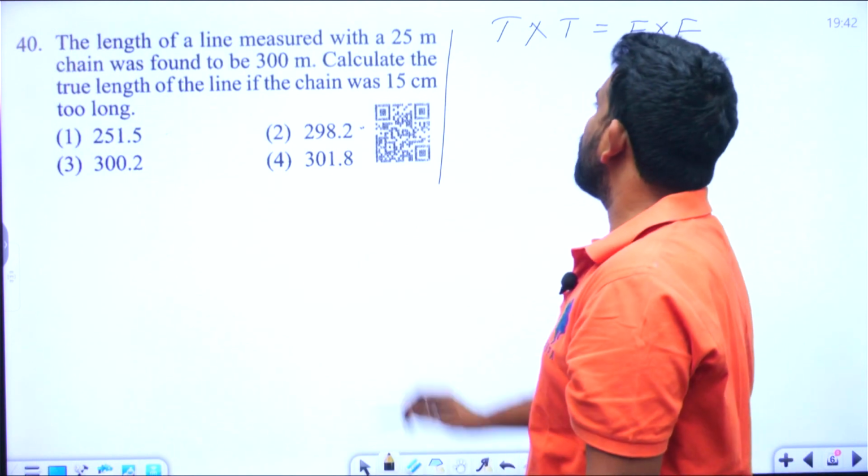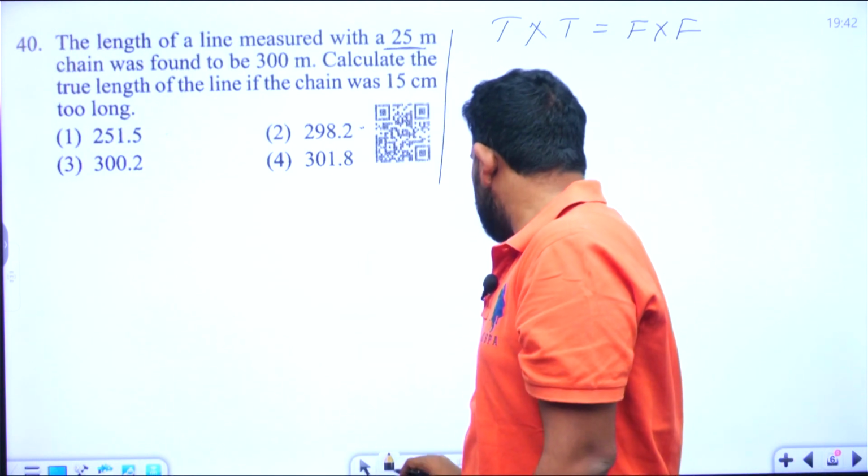Now the length of a line is measured with a 20 meter chain.